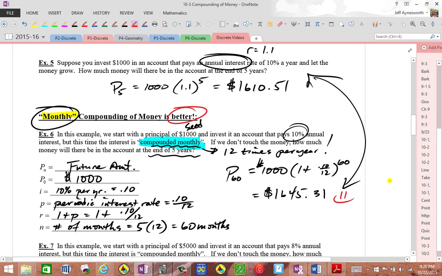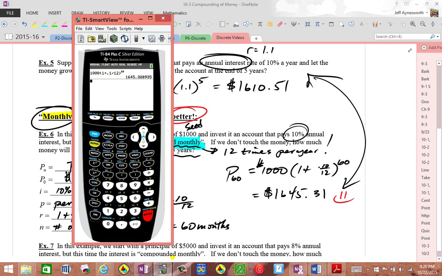So this one's better. But the question is, how do you do this on your little scientific calculator? Because most of you guys have a little tiny scientific calculator. So watch closely. I'm going to start inside the parentheses, with a fraction actually. So 0.1 divided by 12 plus 1, equals. Hit the equal button. That's the base of the growth factor here.